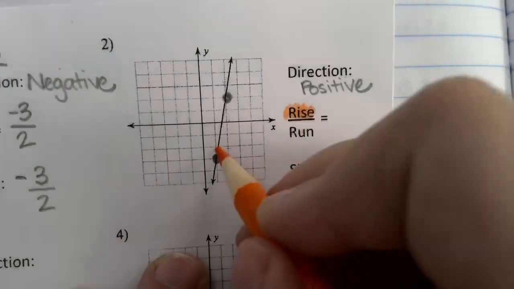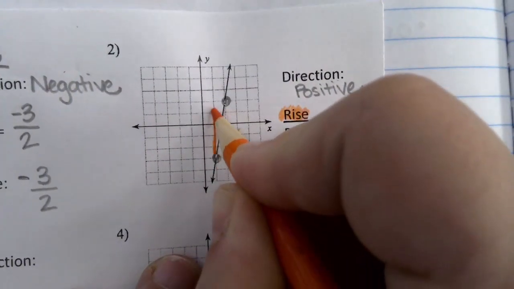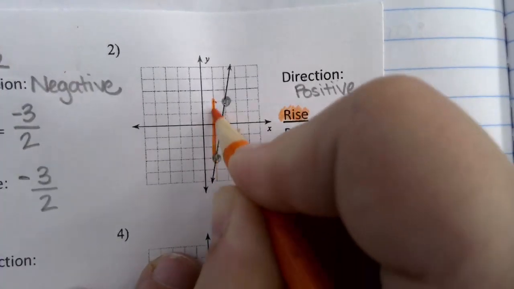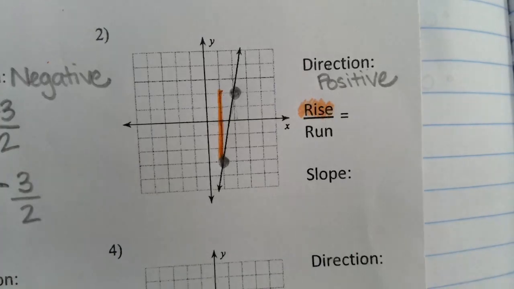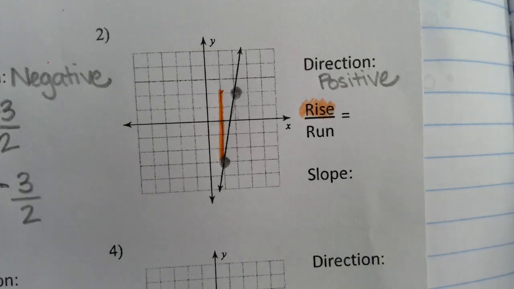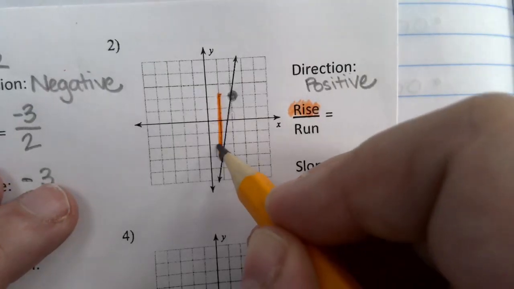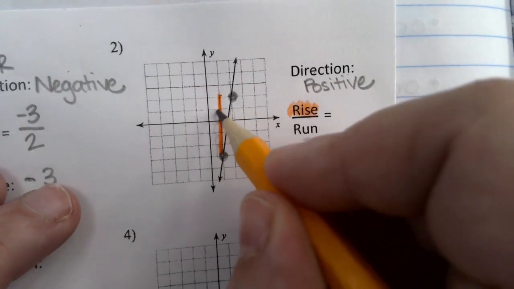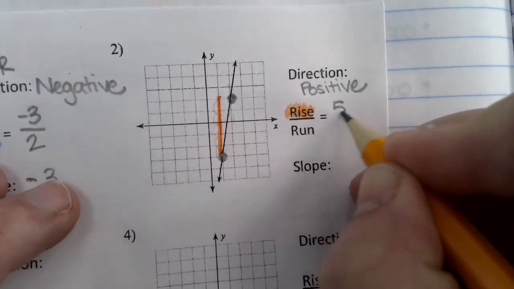All right, so my rise, I'm going to count straight up. So I start at this one on the left, and I'm going up. It's like the sunrise. We're going to count how many boxes did that jump up? How many lines? Jumped up quite a lot. How many? 2, 3, 4, 5 jumps. So our rise is 5.